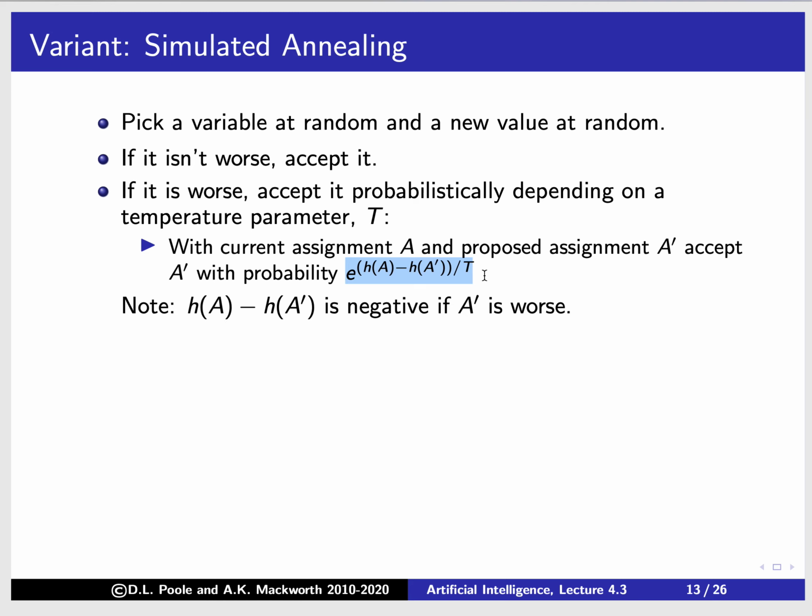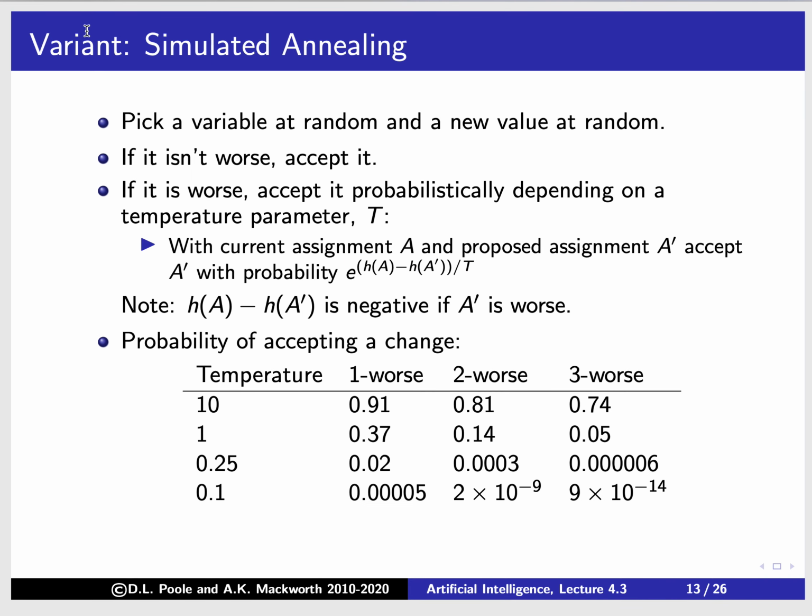Now, temperature tells us how sensitive it is. The thing you should notice here is that if A prime is worse, then the exponent is negative, so the value is less than 1. If it's an improvement, the exponent is positive, so the value is greater than 1, and we're just going to accept it. So it's not really a probability, but we just accept it. Okay, now let's look at what this temperature does. The temperature really tells us the probability of accepting a change.